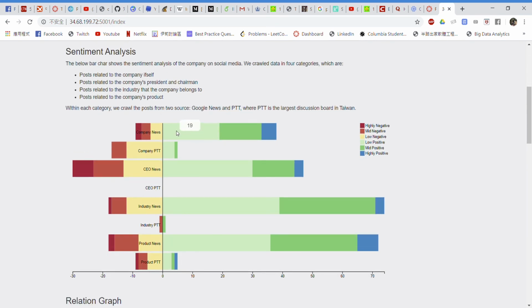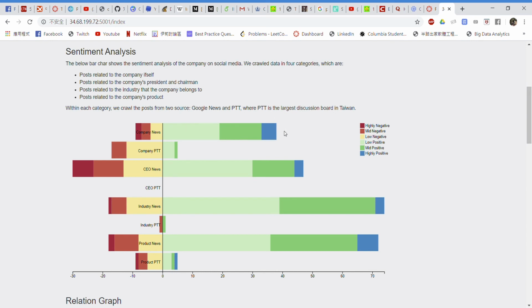The sentiment analysis has 8 parts: the company news, the company PTT, the CEO news, the CEO's PTT, industry news, and product news. As mentioned before, PTT is the largest social media board in Taiwan. With this graph, you can clearly see that, for example, the company news of this company is mostly positive. As you point on this, it shows how many news posts are highly positive.